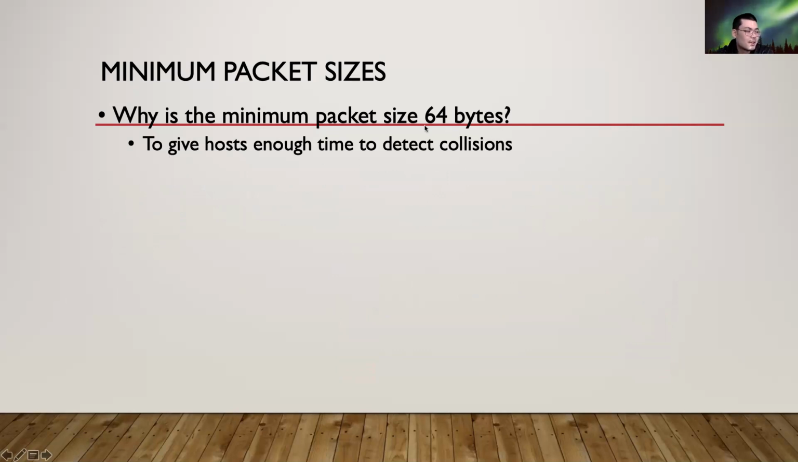Because if I just want to send 2 bytes, I still need a frame of that big size. Why? This is to give the host enough time to detect collisions. So that also tells you that if you send something small, like a structured integer of 2 bytes, actually you are sending 64 bytes.